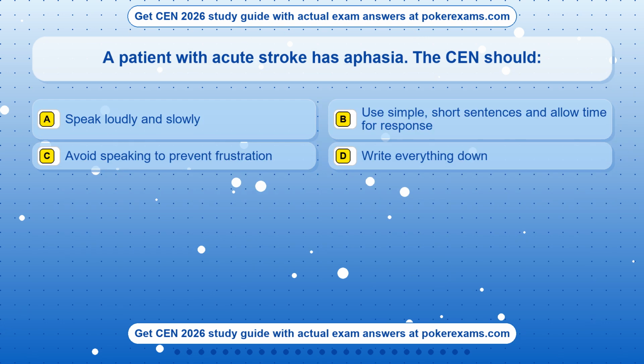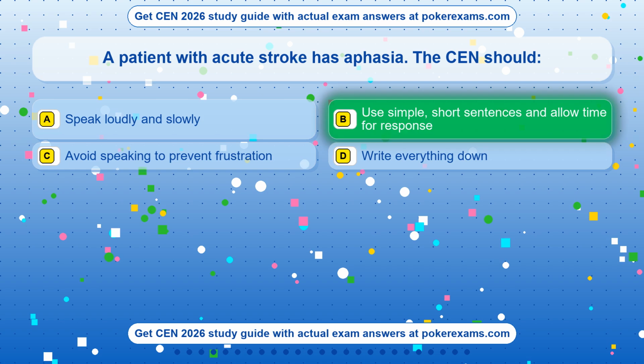Question 5. A patient with acute stroke has aphasia. The CEN should: Option A. Speak loudly and slowly. Option B. Use simple, short sentences and allow time for response. Option C. Avoid speaking to prevent frustration. Option D. Write everything down. The correct answer is option B.